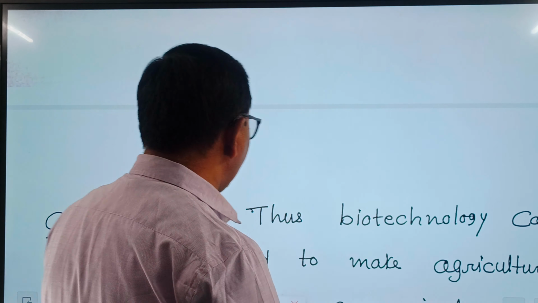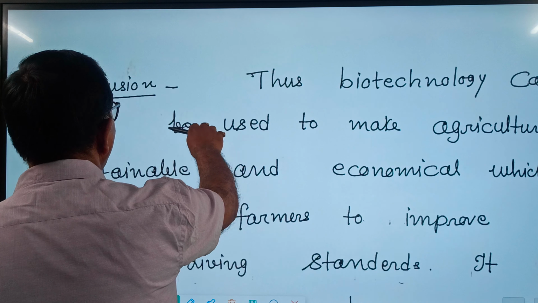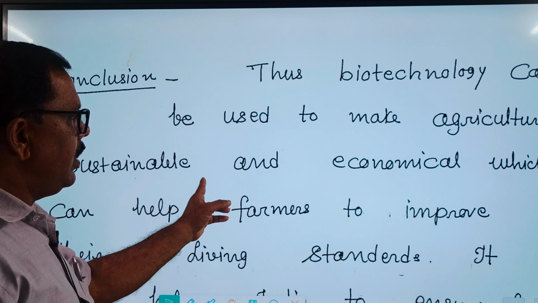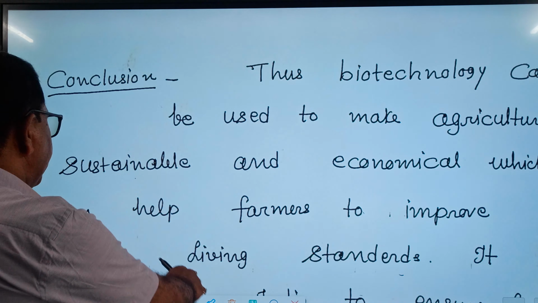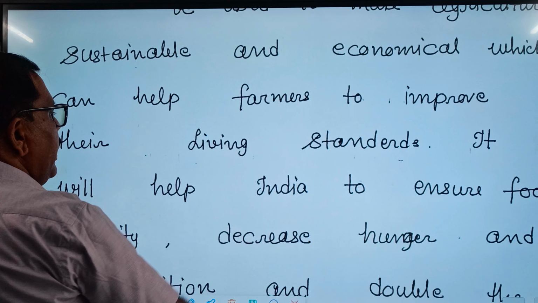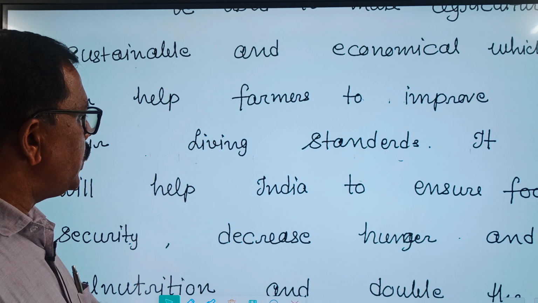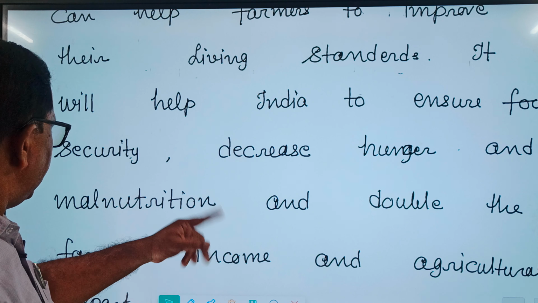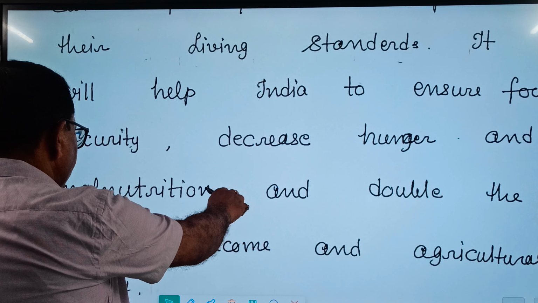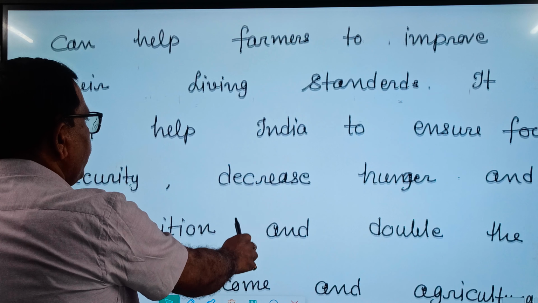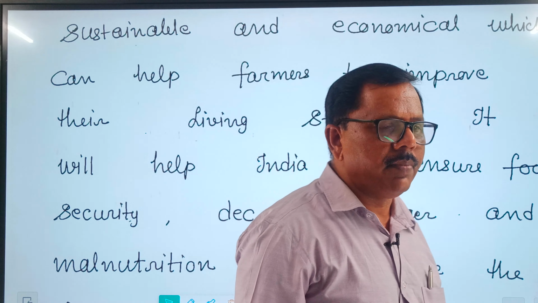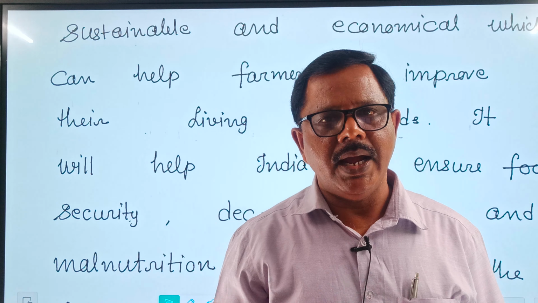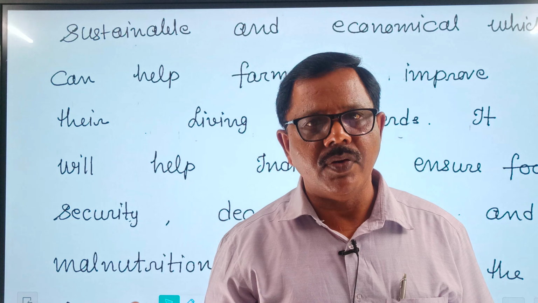Here also you have to put the effective conclusion. What effective conclusion are you going to put now? The biotechnology can be used to make agriculture sustainable and economical, which can help farmers to improve their living standard. It will help India to ensure food security, decrease hunger and malnutrition, and double the farmers' income and agriculture export. So this is an effective conclusion about how biotechnology helps farmers to grow better cultivations, more effective and more fertile, to make their land fertile.